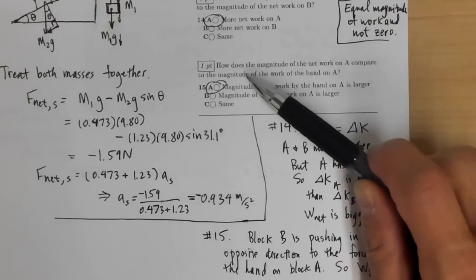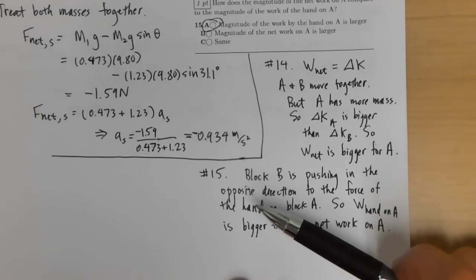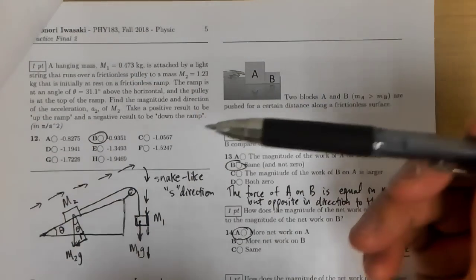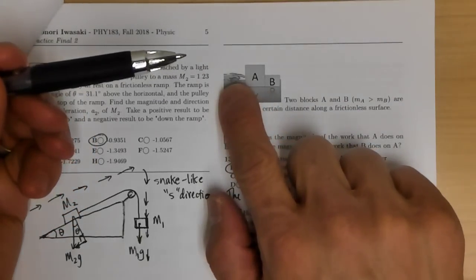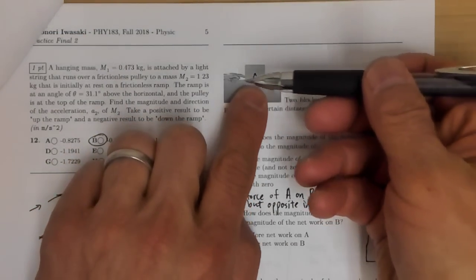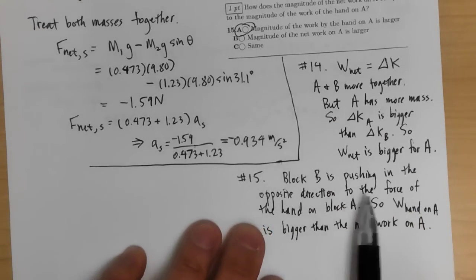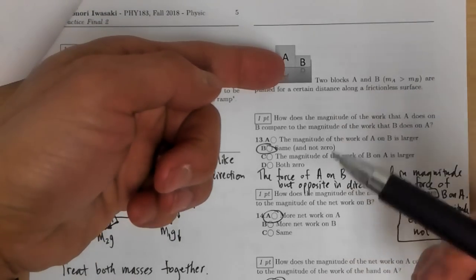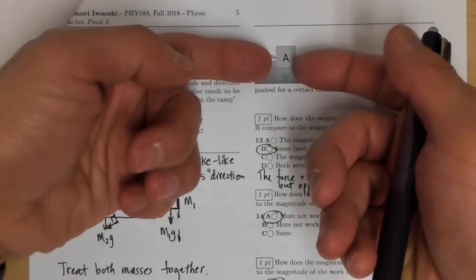Okay, next problem 15. How does the magnitude of the net work on A compare to the magnitude of the work of the hand on A? So let me back up a second. The hand pushes on A, and it's going in this direction. But B also pushes on A, in the opposite direction to the force of the hand on block A. So the work that the hand is doing is going to be canceled a little bit because B is pushing in the other direction.